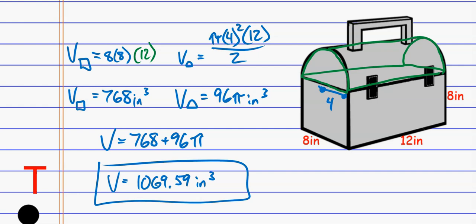Okay, so we find those two pieces individually. We look at the pieces and say, okay, this is a rectangular prism. This is what looks like half of a cylinder. Find the volume of each of them individually, and then add those volumes together. Okay.